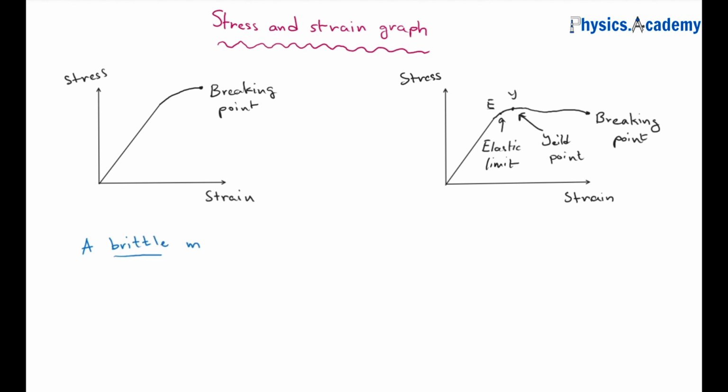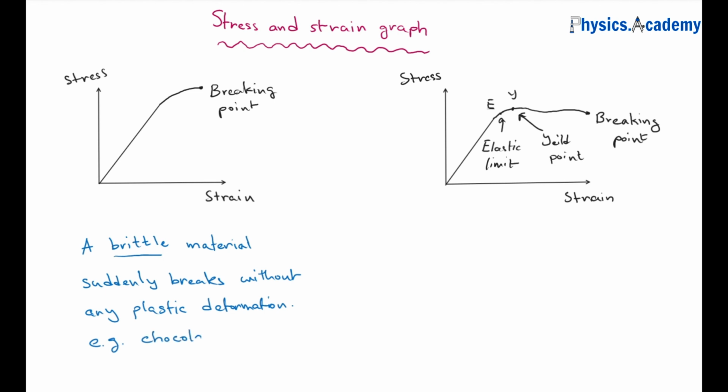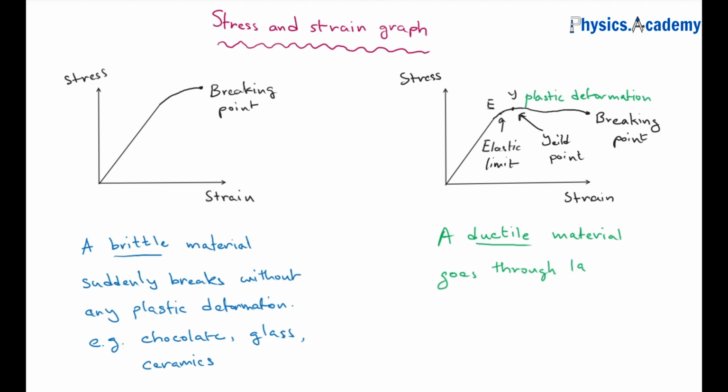What type of uses a material might have depends on how it behaves under stress and strain. For example, a brittle material suddenly breaks without any plastic deformation. If you have a chocolate bar and you snap it, it will immediately break without going through any plastic deformation. Whereas a ductile material will go through large plastic deformation before it will break. For example, copper is a ductile material, which is why it's very useful for making wires, because we can stretch it out and turn it into electrical wires before it breaks.